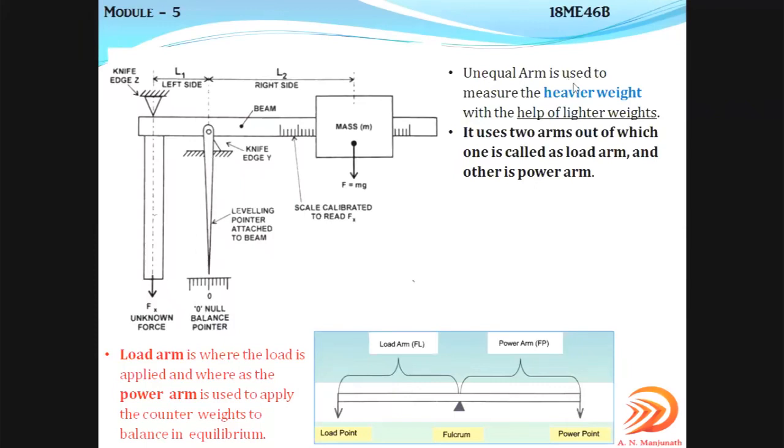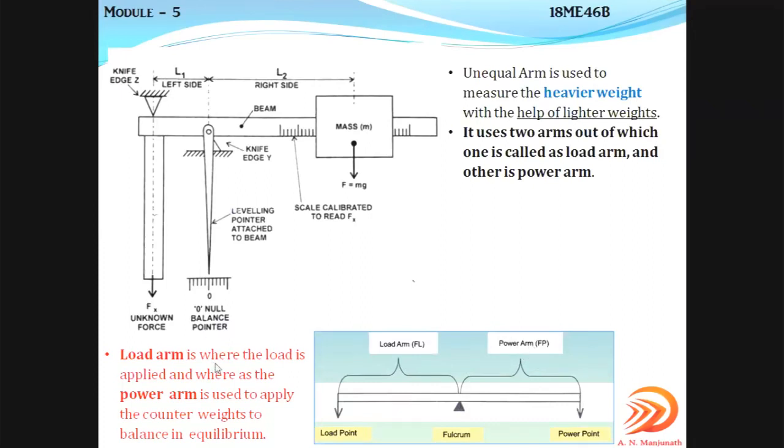The unequal arm balance is used to measure a heavier weight with the help of lighter weights. It is not like the equal arm balance, where you need the same amount of weight or set of weights to measure the unknown force. Even with a lighter weight, it is possible to measure heavier weights in an unequal arm balance. It uses a two arm balance. Because it is unequal arm, one side of the arm from the fulcrum is called the load arm, what you can observe here on the screen. The other side of the arm from the fulcrum is considered the power arm.